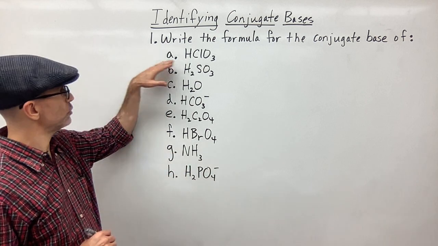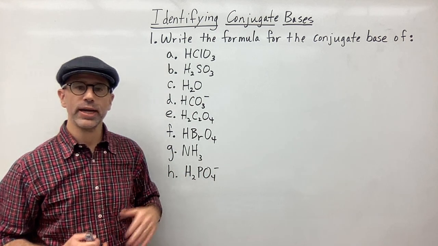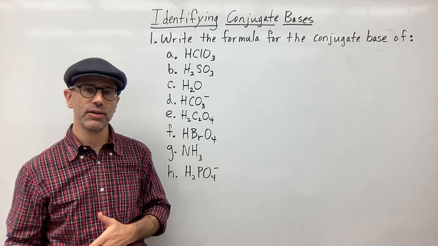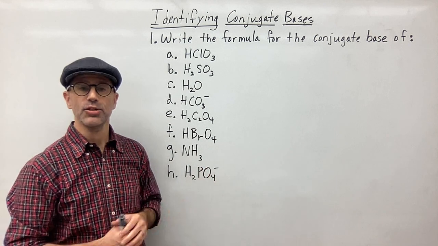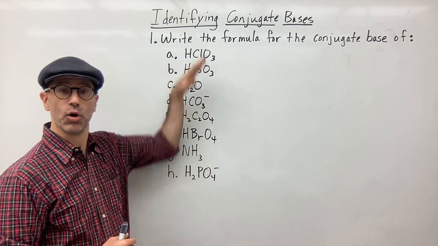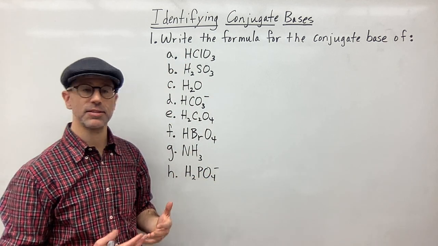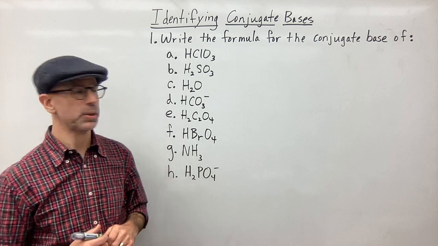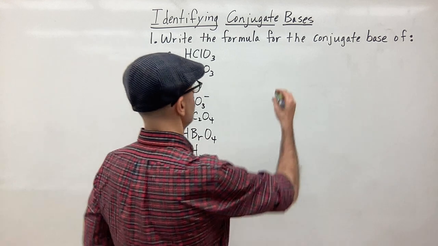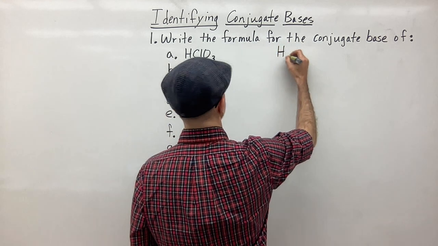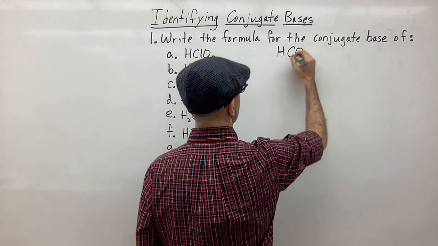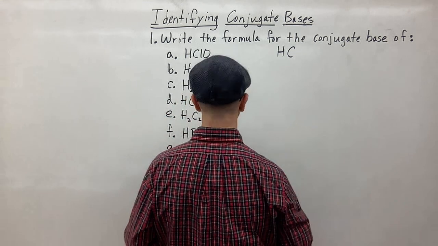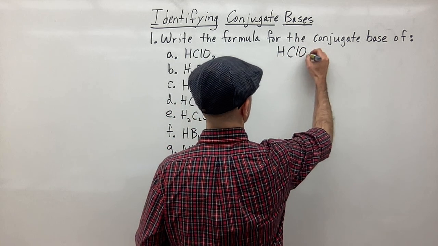So I'll use A as an example. Here they're asking for the conjugate base. You have to understand that the conjugate base comes from an acid. Here we're given acids, or species we're supposed to treat as acids in this context, and then produce what the conjugate base would be. So if I react, for instance, HClO3, let me write that again. HClO3.